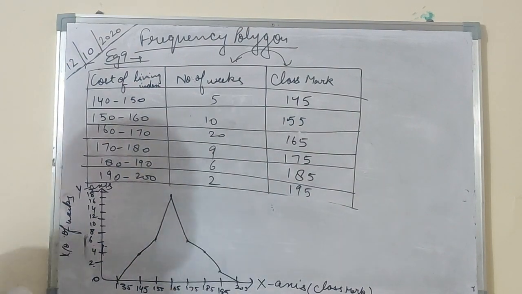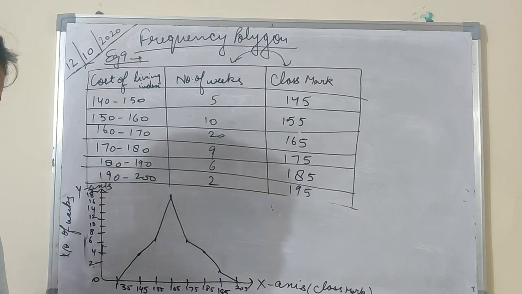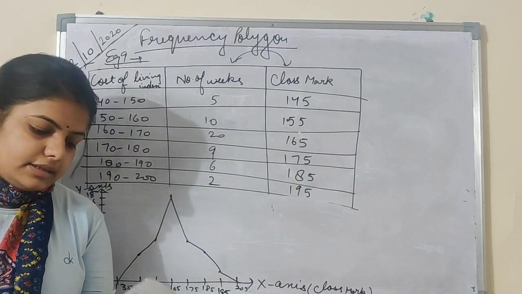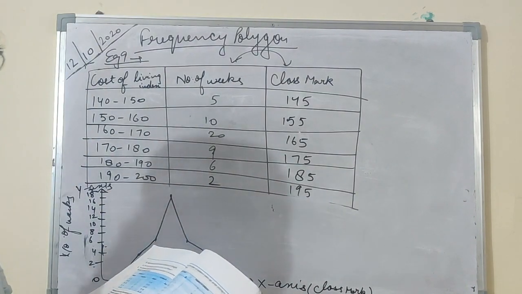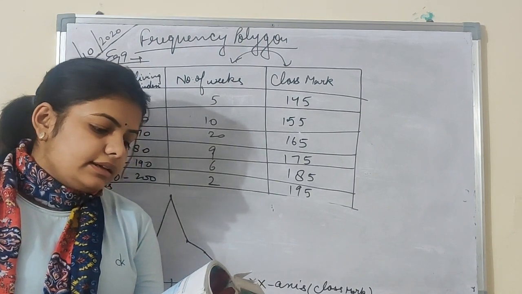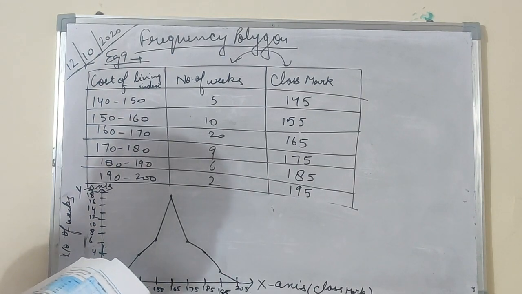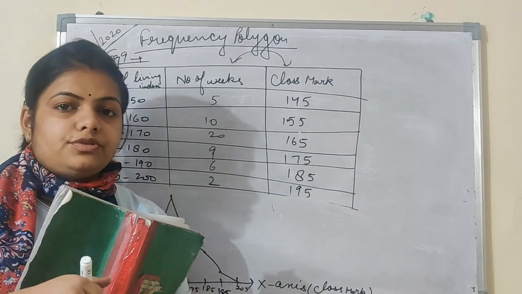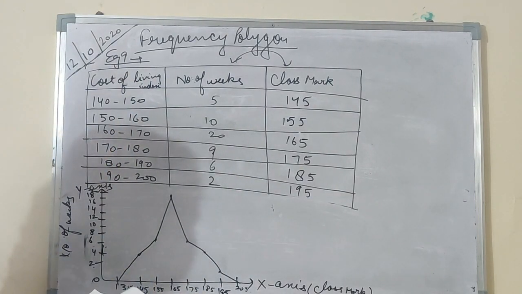I think till here there is no doubt. If there is any type of doubt, then you can ask. Okay, and now you have to complete this exercise 14.3. Now in question number 6, as it is written clearly that you have to make both the graphs, both the tables on the same graph. So please follow this. Okay, if there is any doubt, then you can ask.